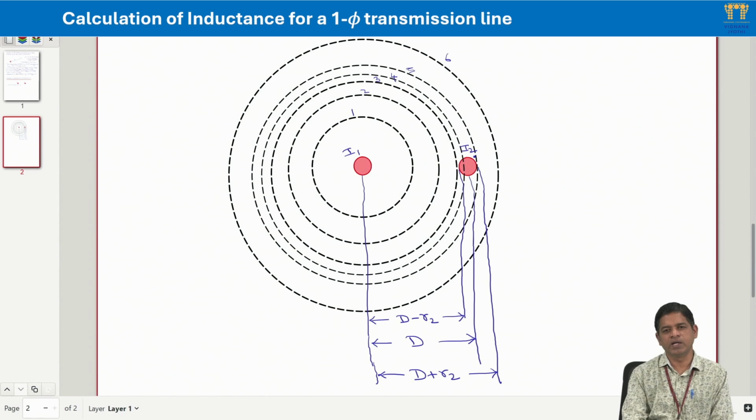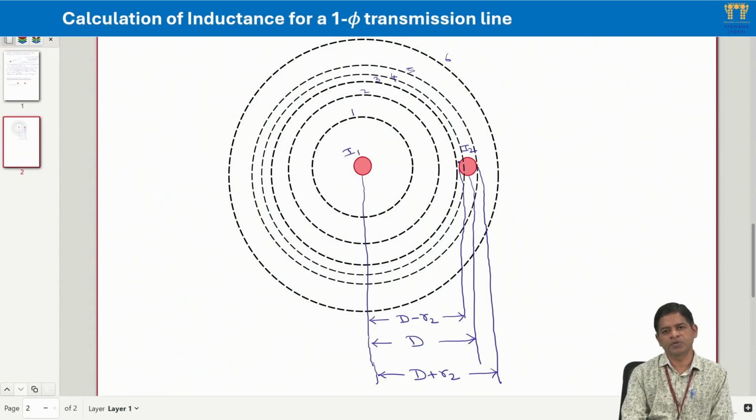So the net current linked by flux line 5 is 0. Similarly, if you see flux line 6, it surrounds both the conductors, so it is linking the net current, which is I1 plus I2, and it is equal to 0. So the flux linked by flux line 6 is also 0. So these are the observations.